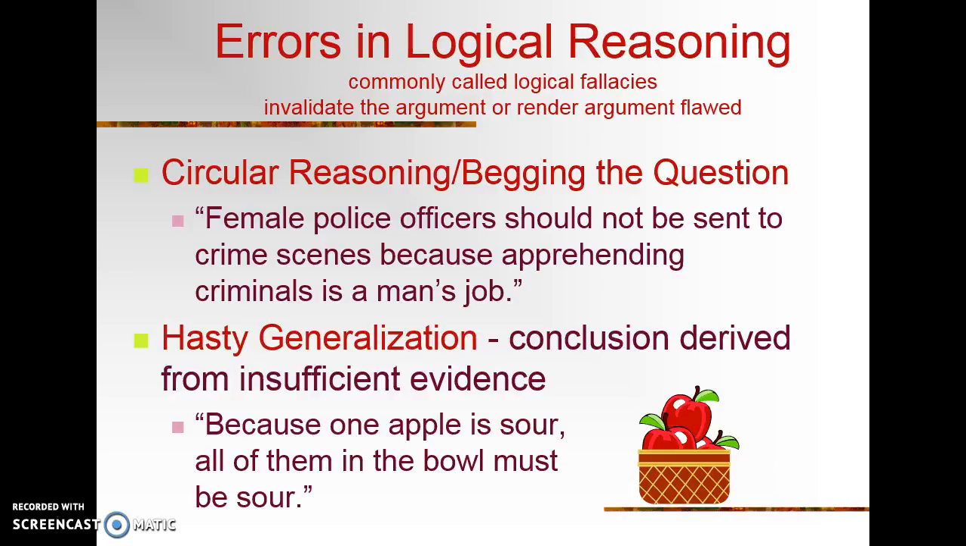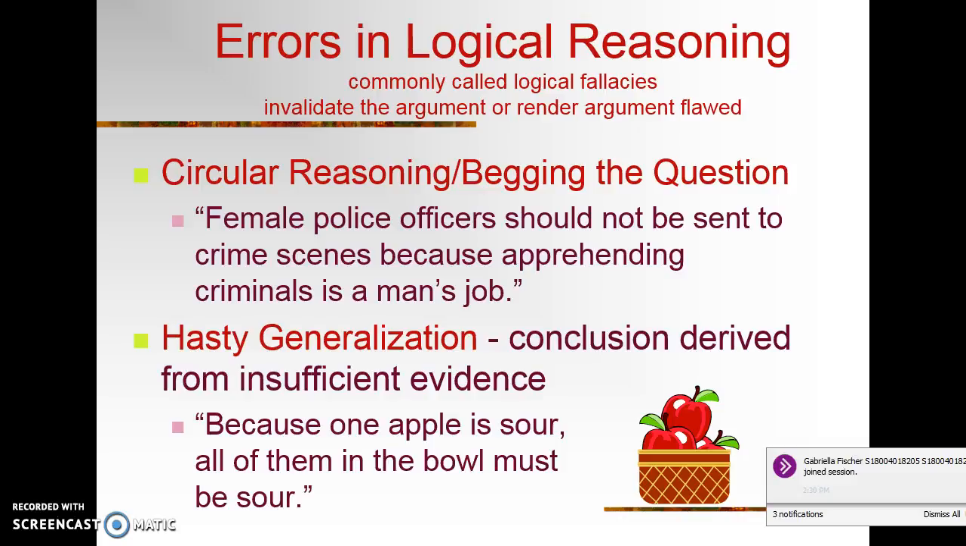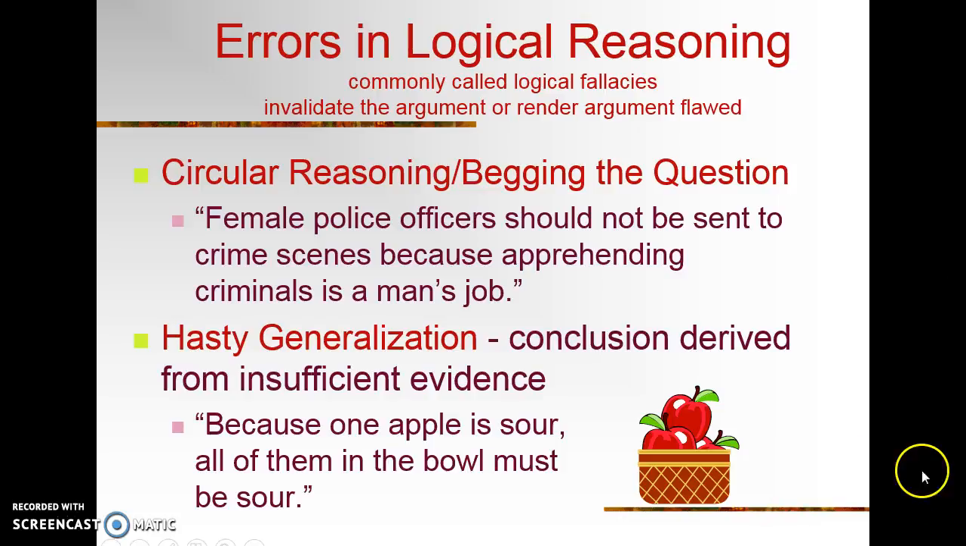Errors in logical reasoning, commonly called logical fallacies, invalidate the argument or render the argument flawed. Circular reasoning, begging the question. Female police officers should not be sent to crime scenes because apprehending criminals is a man's job. So this idea of going around in a circle, it makes it look like one thing supports itself, but the whole thing really is false. Look at hasty generalization. Conclusion derived from insufficient evidence. Because one apple is sour, all of them in the bowl must be sour. You don't want to make a generalization based on insufficient evidence.